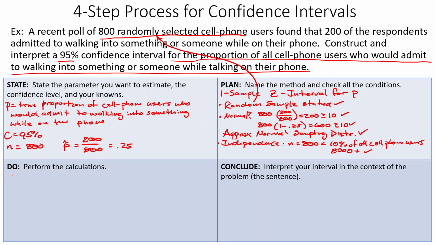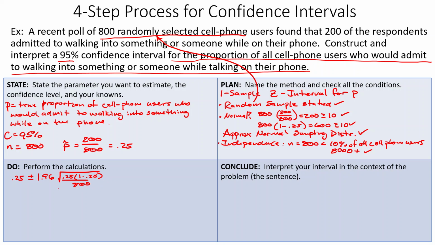Now we're going to perform the calculations. So we can actually do this out by hand, or we can go to the calculator. The calculator is probably the easy way to do it. If you do it out by hand, it's 0.25 plus or minus z star. The z star for 95% is 1.96 times the square root of p hat, 1 minus p hat, over n. And then we'd have to work that all out.